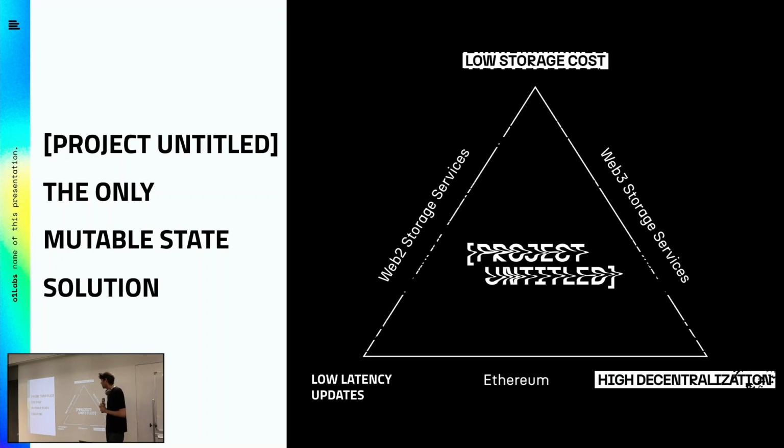So what is Project Untitled? Basically, we came up with a cool solution to a big problem and didn't have enough time to come up with a name. But essentially, the problem can be illustrated by this trilemma triangle. People love trilemmas in crypto.